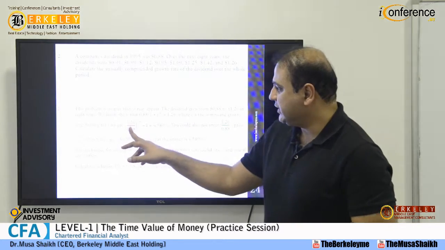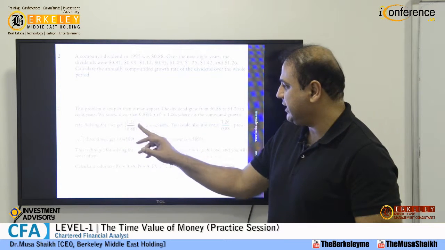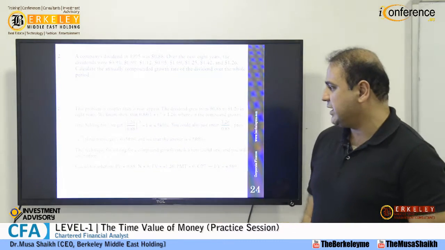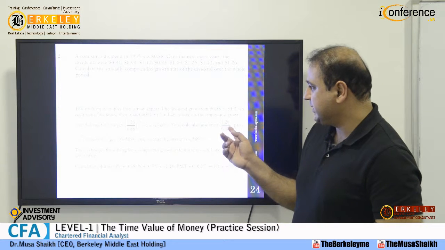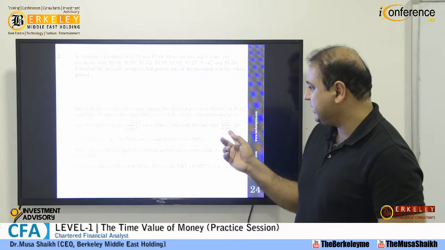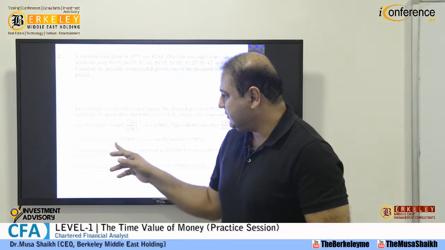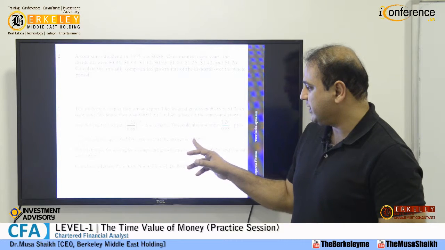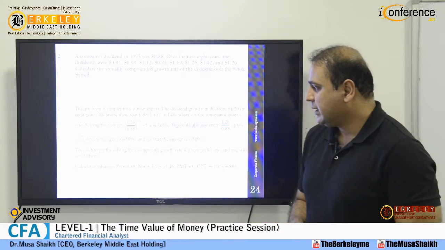We can solve it this way: (1.26 / 0.88) raised to 1/8, minus 1, will give you 4.589%. That is the rate. We can also adjust by 1.26 divided by 0.88, and then pressing the root key 3 times, we will get 1.04, and the answer is 4.589. So both ways you can work on it.